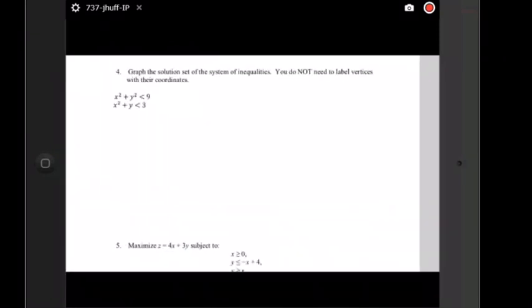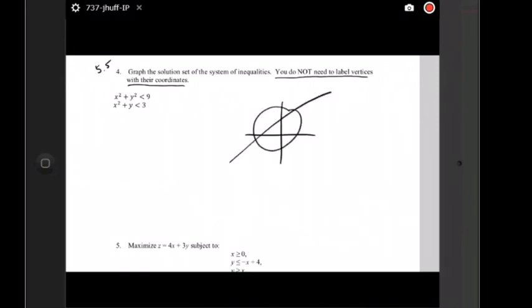I've made a change on question 4 to when we originally learned it. This was from section 5.5. I've made a change here. It says you do not need to label the vertices with their coordinates. When we took notes on this, I don't know if you remember, but let's say we had a circle with a line going through it. When we first did this, I had you find the location of those vertices. Is this ringing a bell?